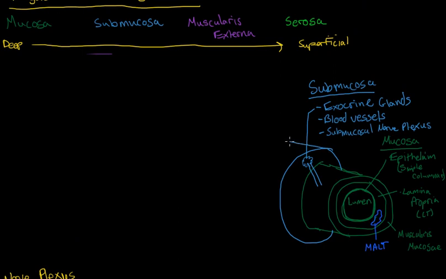So we'll keep moving back here to the next layer, which is the muscularis externa. Muscularis externa. This is going to have two main layers.